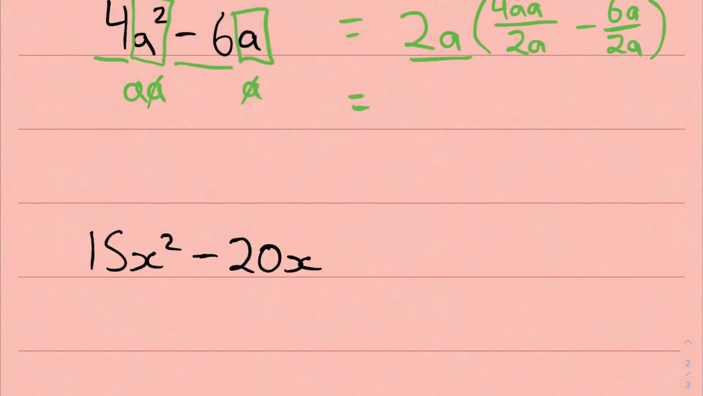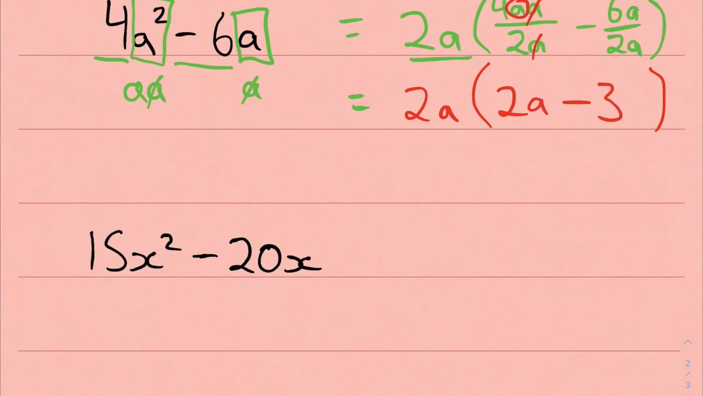Alright, next line. So we've got our 2a out the front. Now, when we come to simplify, 4 divided by 2 is 2. One of those a's cancels with the top one. We've just got 1a left. Minus 6 divided by 2 is 3. And those a's cancel out, so there's no a's left. And so we're left with 2a outside of 2a minus 3.